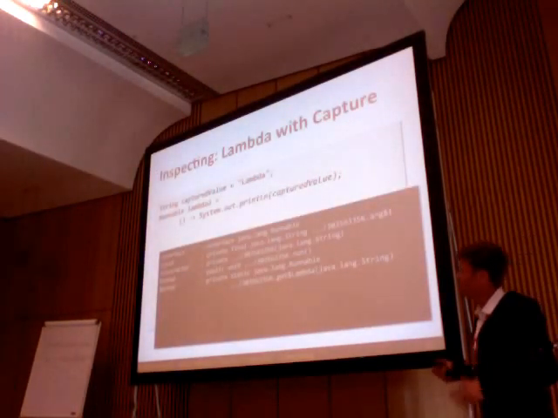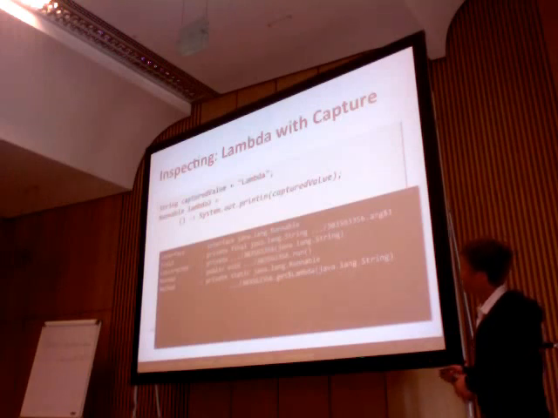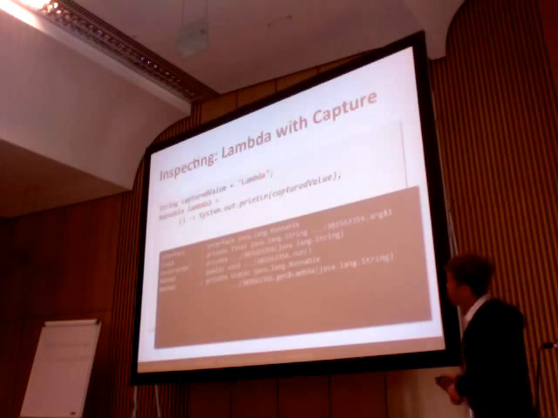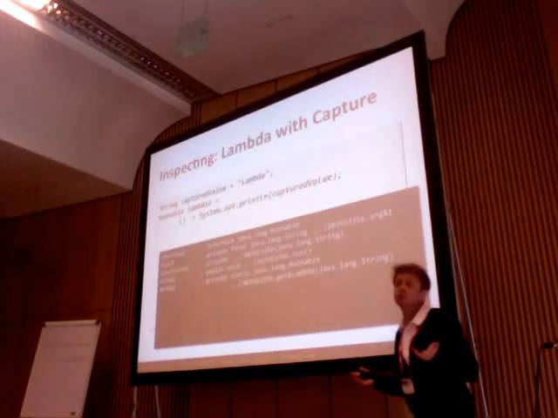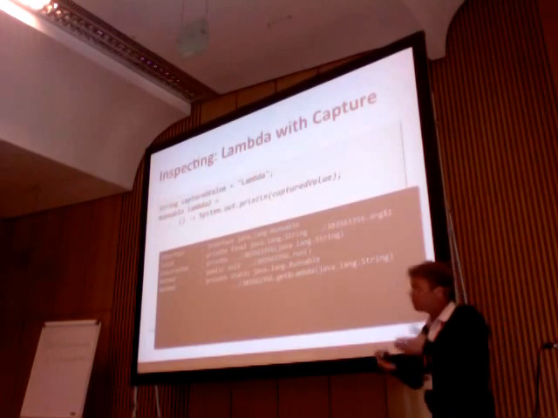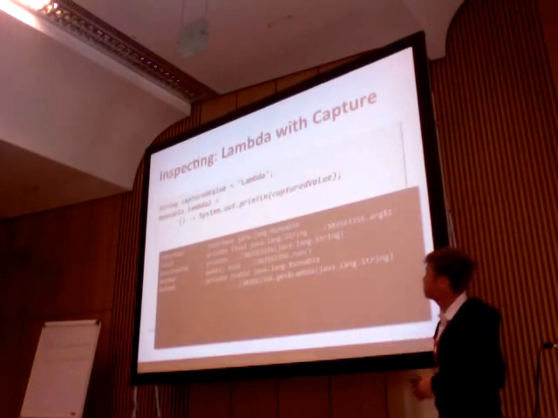So we still have our interface Runnable, of course. We still have the run method. But now we have more members. First of all, we need a private field. This is the field which holds the capture, so the state, which is enclosed within the lambda.